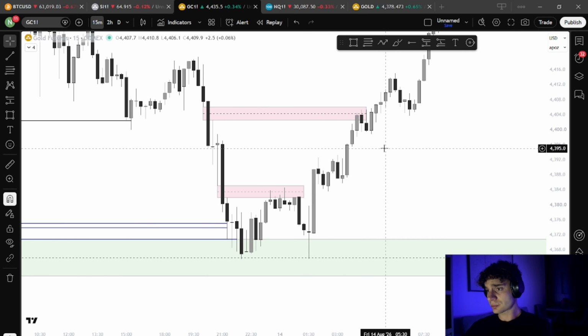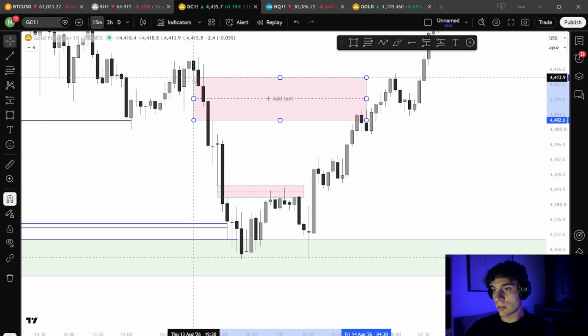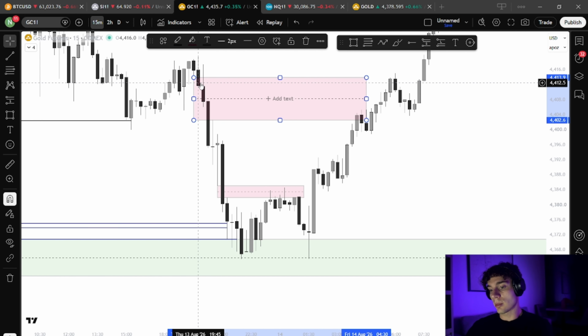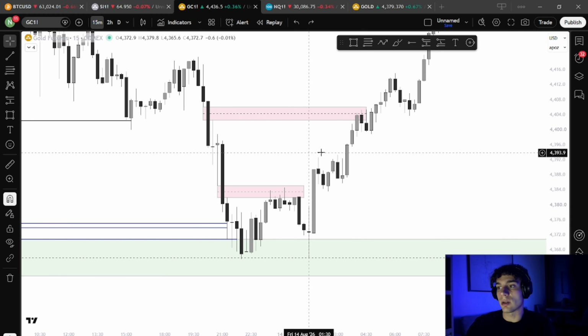Sometimes when you have multiple fair value gaps, I like to mark the very obvious one. Of course, you can mark all of them, or you can mark each one of them separately. I don't think there is a proper rule for that, because I see online everybody's doing it differently. For me, I just mark the one that looks very obvious, because people are gonna short from there. Like, people are gonna short from here rather than from here, although this is a fair value gap.